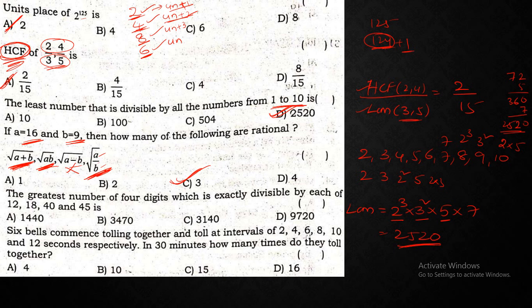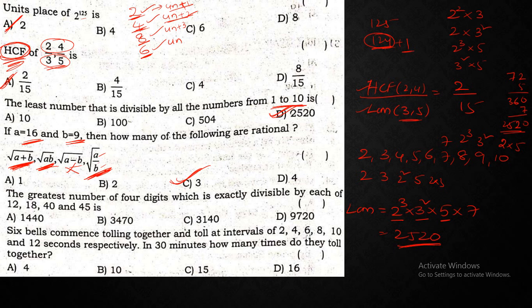So 12, 18, 40 and 45. What is 12? 12 is 2 square into 3. Next 18, 2 into 3 square. Next 40, 8 fives are 40, so 2 cube into 5. Next 45 is nothing but 3 square into 5.